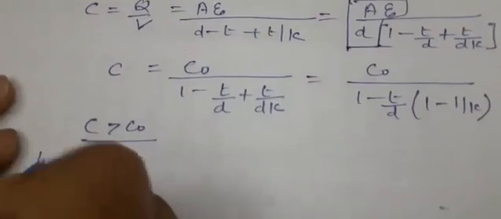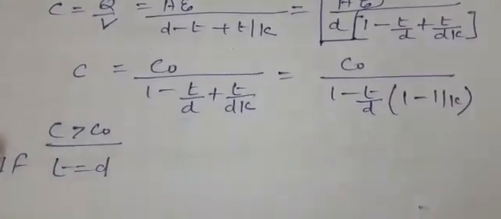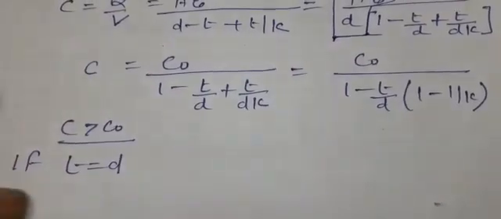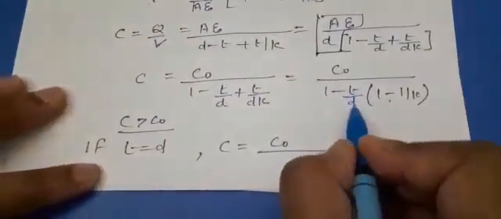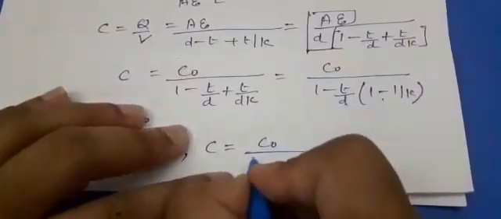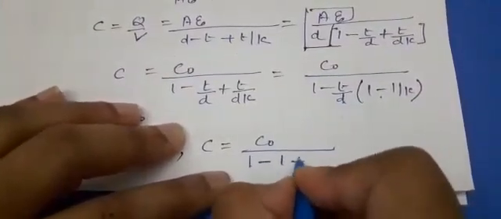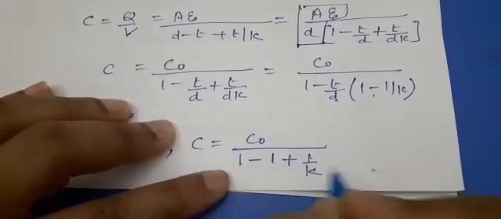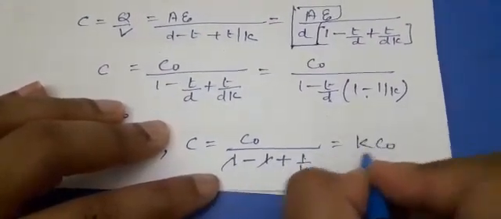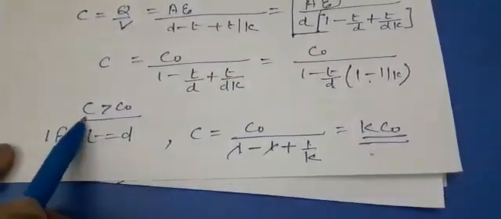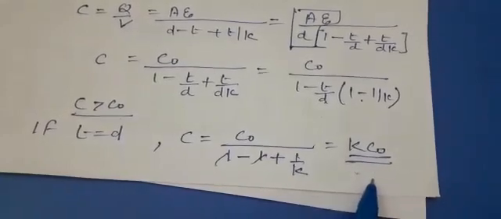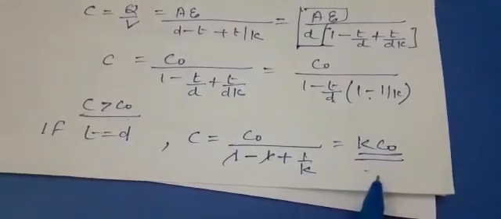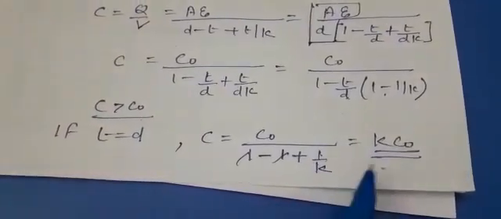Now let me take one particular case. If t is equal to d, that means the dielectric whose thickness is equal to the separation between the plates will completely fill the gap. So in that particular case, as per this result, when t becomes equal to d, what you will get here is 1 minus 1 plus 1 by k. So it is k times C naught. Now it is clear how we are saying that C is greater than C naught. So when a dielectric is introduced whose thickness is the same as the separation between the plates, then the capacitance will increase.